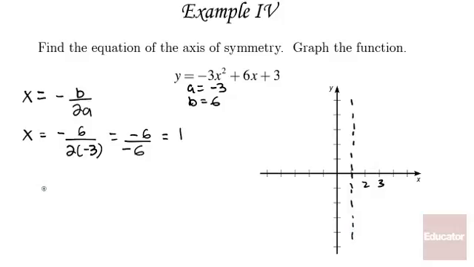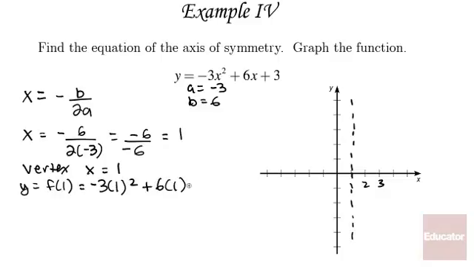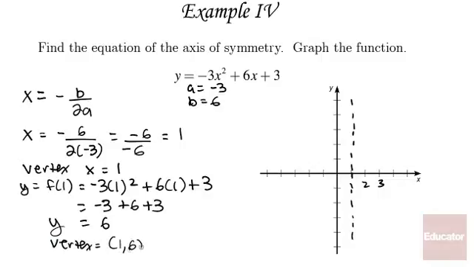So a good start would be finding the other coordinate for the vertex. This is the same formula for the vertex: x equals 1, and y equals f of 1, which equals negative 3 times 1 squared plus 6 times 1 plus 3. So this is going to be negative 3 times 1 is negative 3, plus 6 plus 3. My 3's cancel out, so the vertex is going to be found at 1, 6.